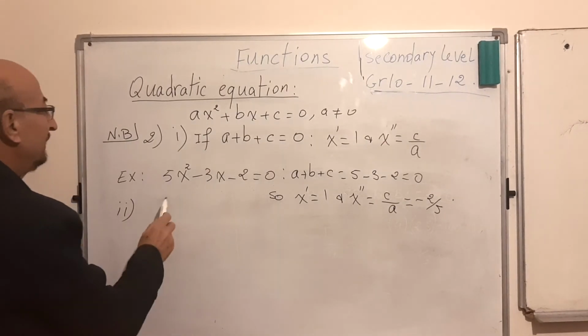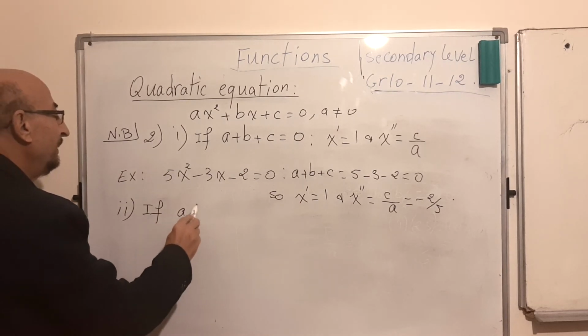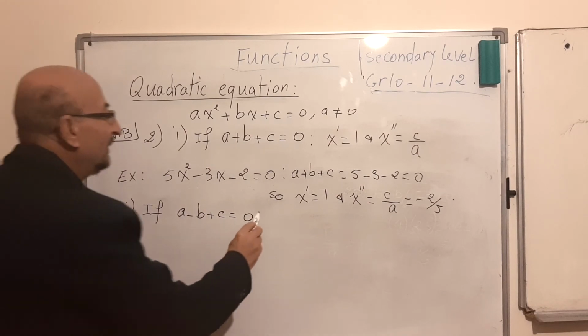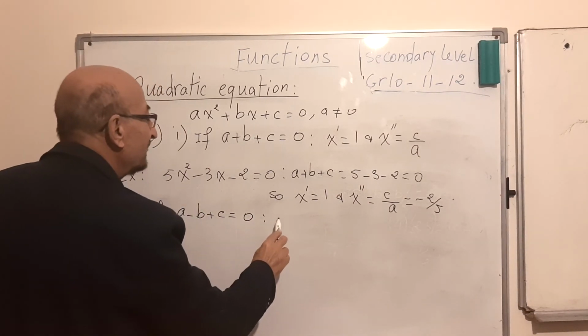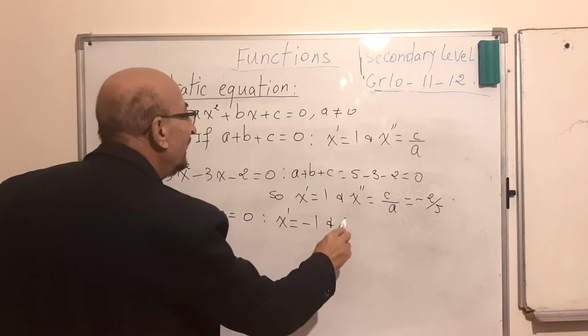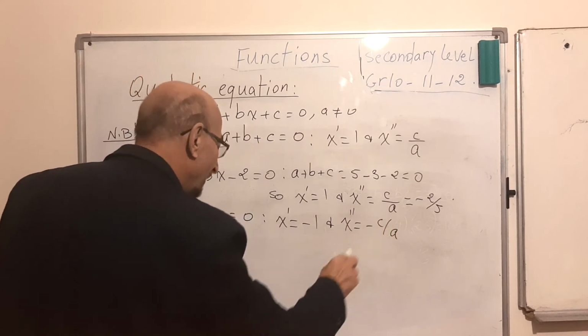Second case, if a minus b plus c equals 0, the equation has two real roots, x prime equal minus 1 and x double prime equal minus c over a.